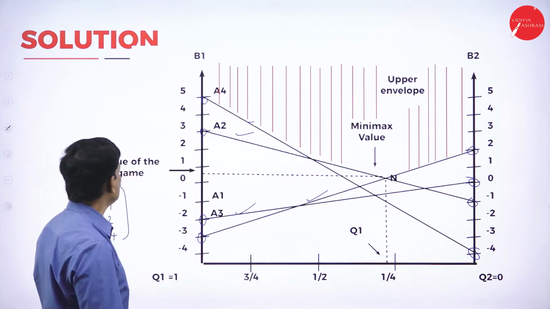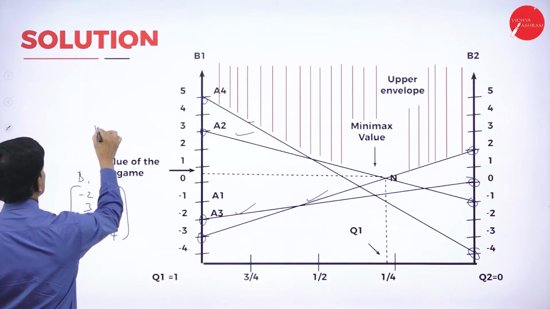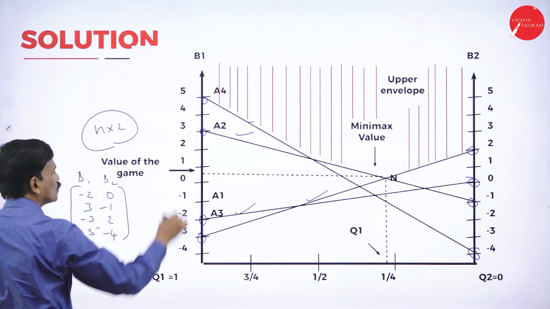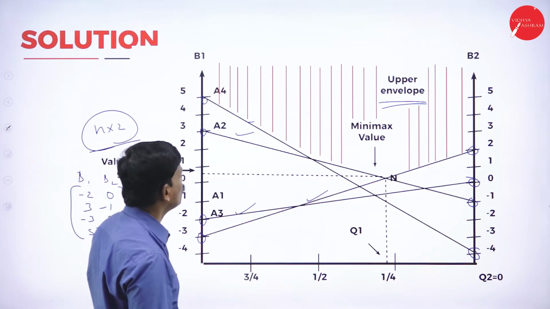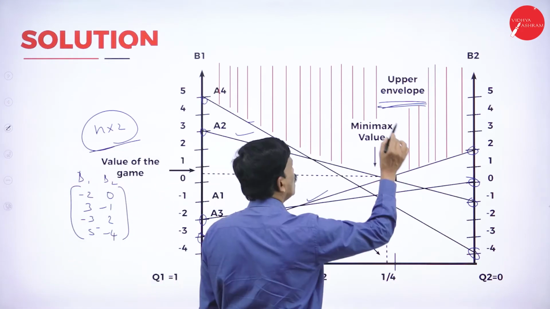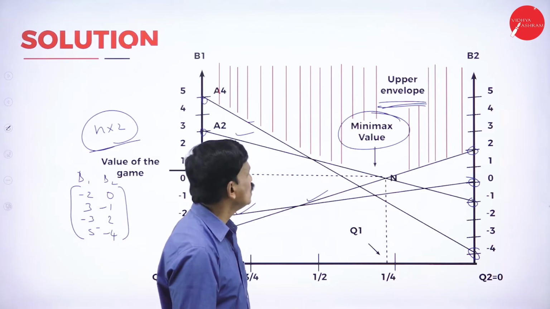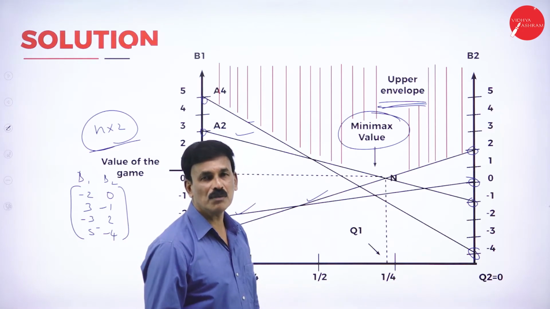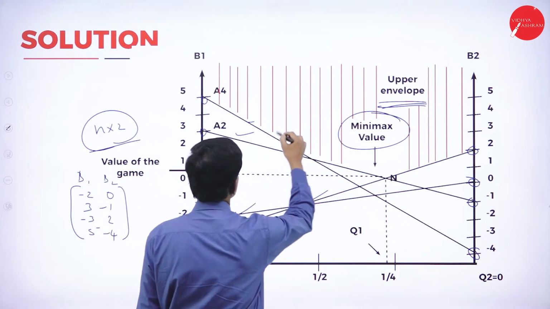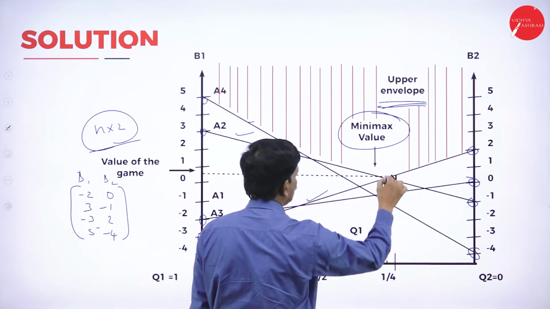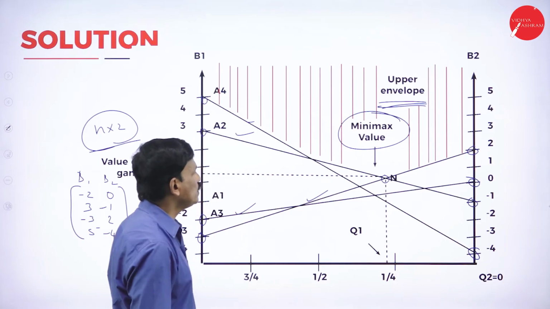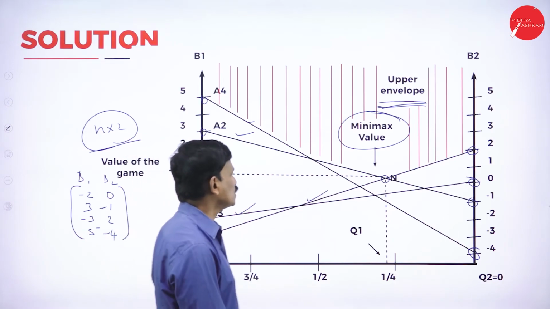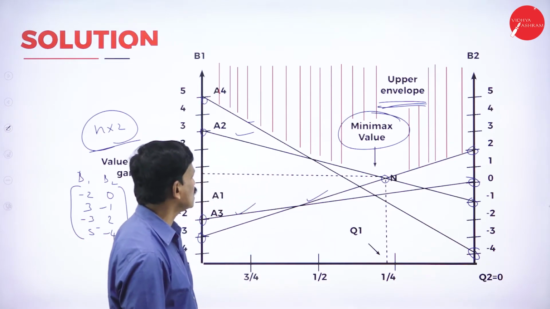Now, since the given matrix is of the form n into 2, therefore we are going to consider the upper envelope minimax value. That is nothing but the lowest value in the upper envelope is considered. So this is the upper envelope, and this is the lowest value in the upper envelope. Now, this will be obtained by the intersection of the lines. Which lines intersect for this?